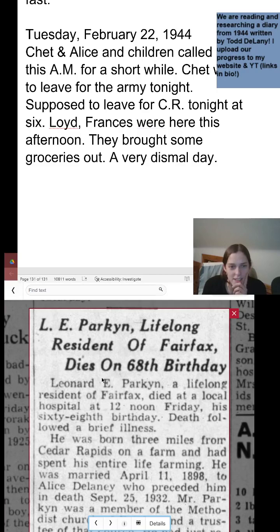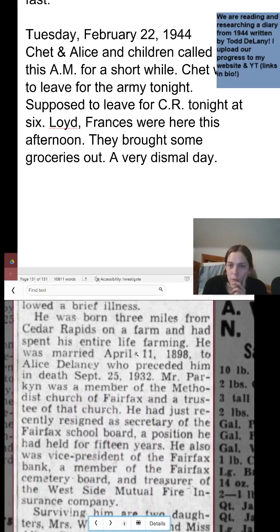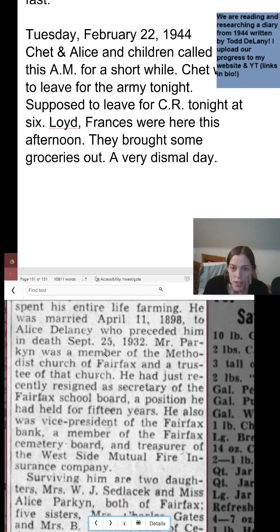See how addicting this is? I go down rabbit holes. Okay, this is her husband, but it would still mention if they had a daughter, Alice. He was born 3 miles from Cedar Rapids on a farm and spent his entire life farming. He was married April 11th to Alice Delaney. Yep, and she died in 1932. Methodist Church to Fairfax. They talk about that church, actually.